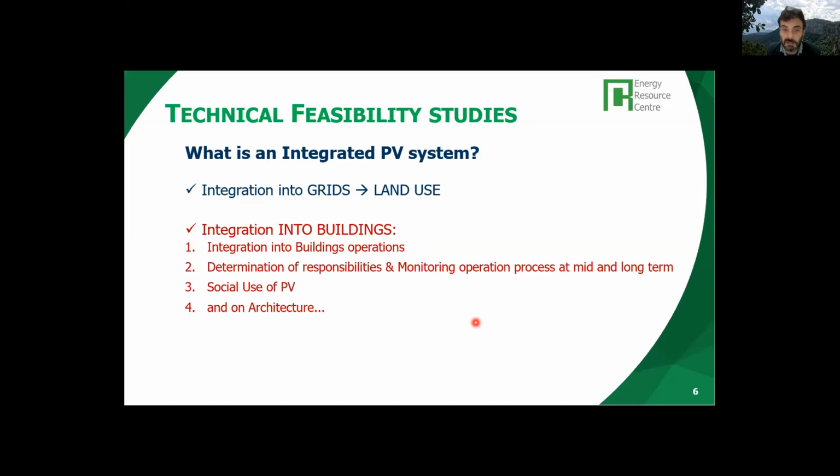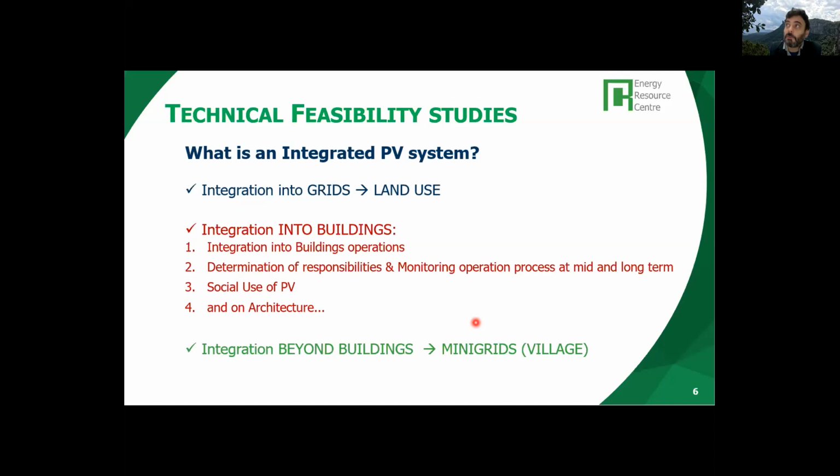Is this going to bring any other social use, like, I don't know, some kind of security in a rural community? Is that going to bring some socio-economic development because we need to create a cooperative to manage the PV system locally? Is this going to be a PV system in a hospital, in a school, where we are going to use that system for some sensitization, some awareness raising, some educational purpose, etc.? And also the integration on the architectural part of the building has to be thought about.